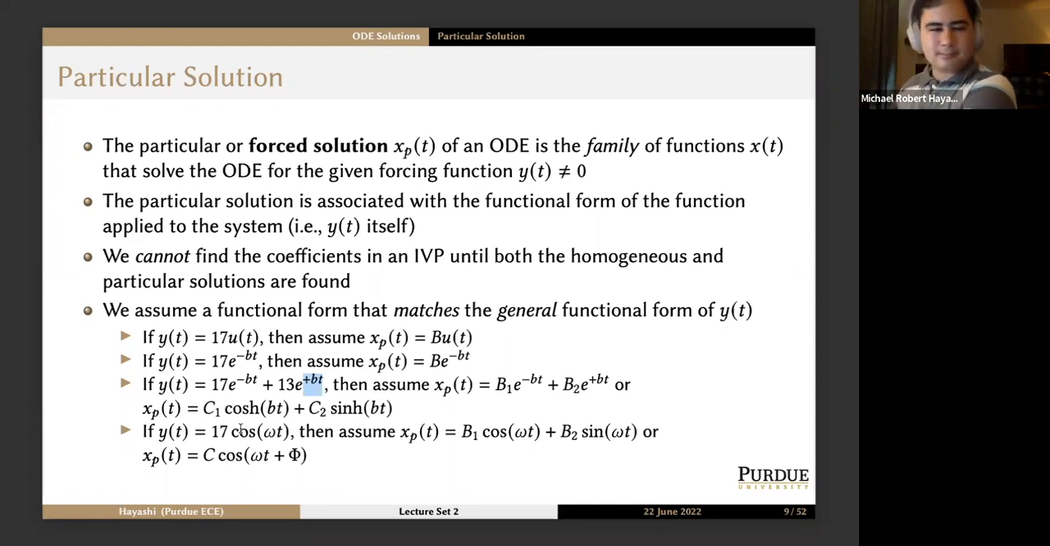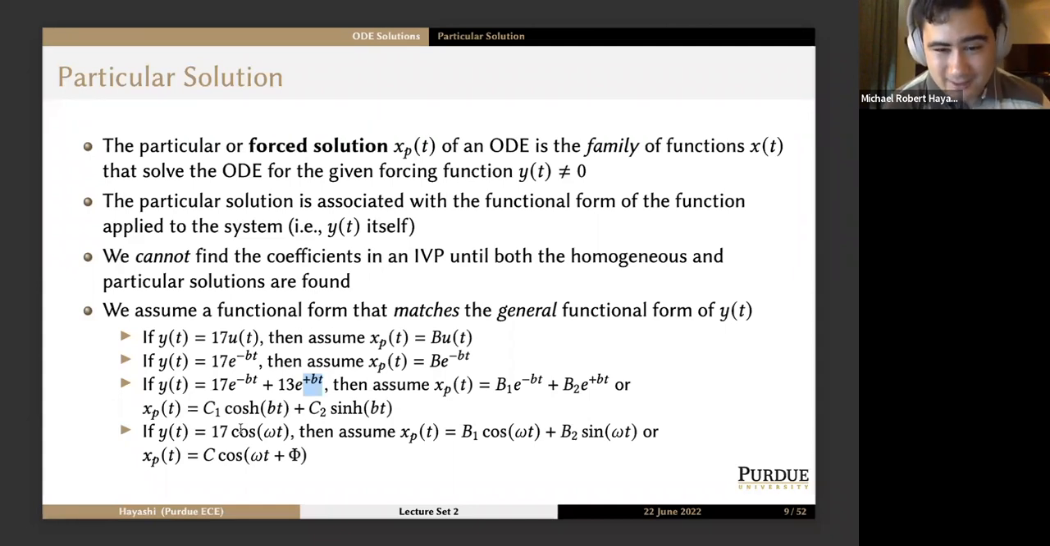And then lastly, if y of t is equal to 17 cosine of omega t, then we must assume that the particular solution is b1 cosine of omega t plus b2 sine of omega t. Basically, if we apply a cosine, we're not sure about the phase, the actual delay of the function introduced. So we must have both cosine and sine components.